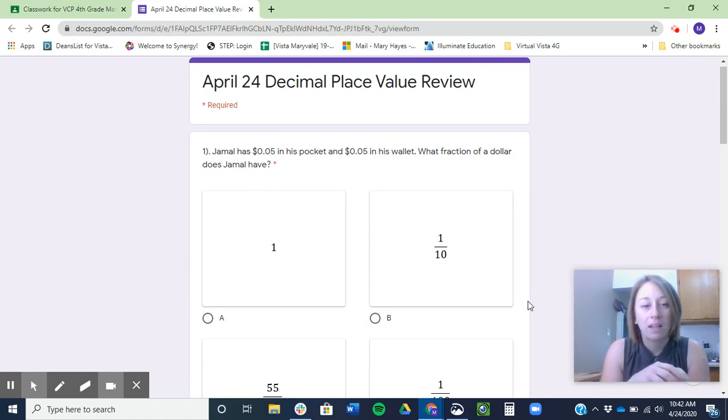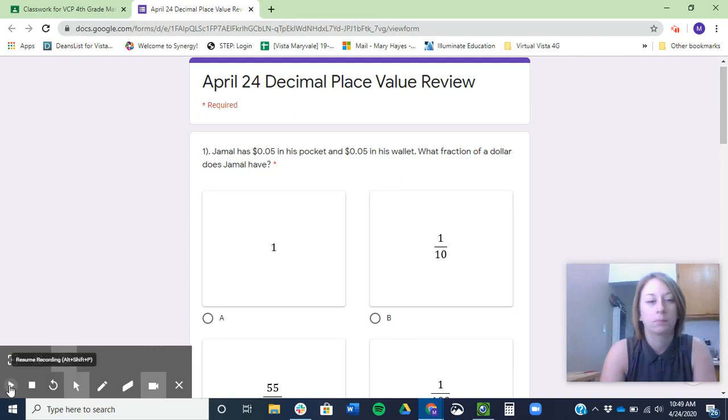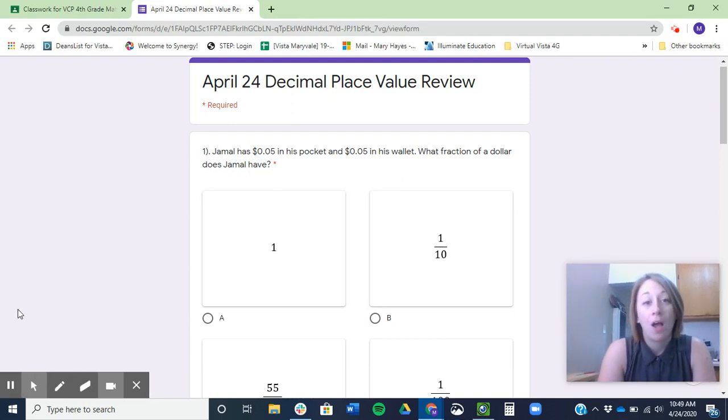Jamal has 5 cents in his pocket and 5 cents in his wallet. What fraction of a dollar does Jamal have? Go ahead and read the story problem to yourself. Okay, now that you've taken the time to read the story problem to yourself, let's make some annotations about the story problem.